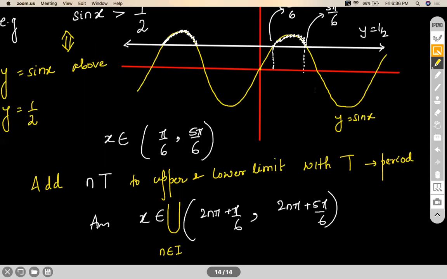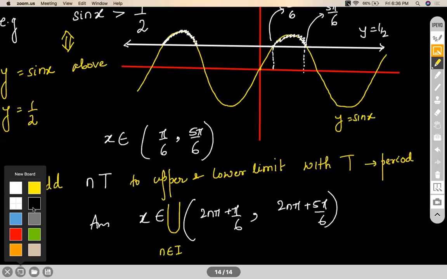Yes, why not? Let's take a question with cos. I would like you to solve now: cos x is greater than or equal to minus half. A very simple inequation involving the cos x function. Try this out.